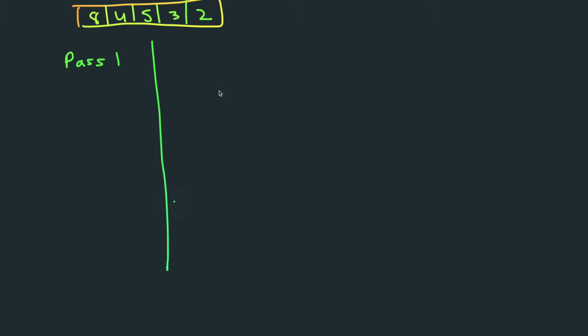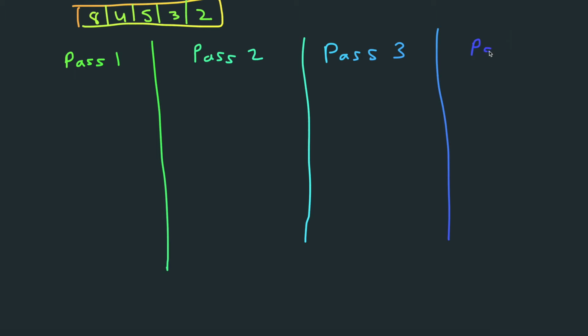So initially the array is 8, 4, 5, 3, 2. Let us consider pass 1, pass 2, or say scan or pass, whatever, pass 3, and pass 4. So in pass 1 we start with this array, 8, 4, 5, 3, 2. The whole array is unsorted.